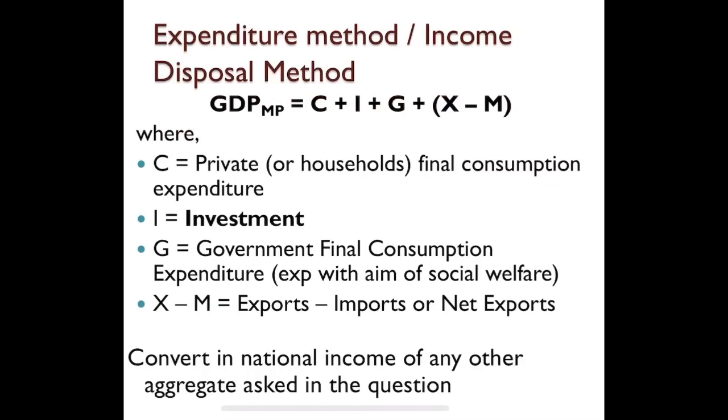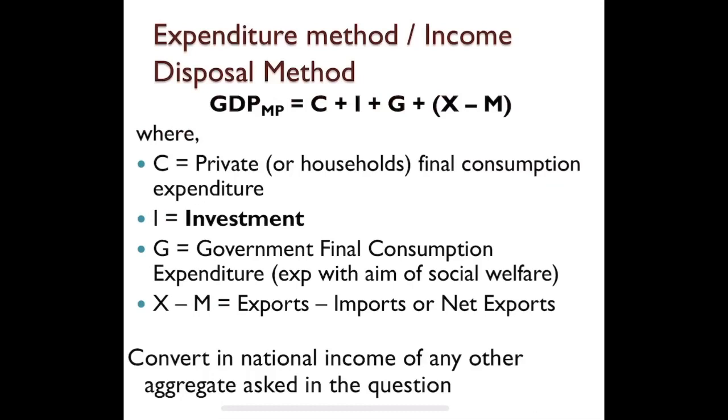So C is private final consumption expenditure or households final consumption expenditure. I is investment or capital formation. G is government final consumption expenditure, which means anything which is produced or purchased by the government, especially with the aim of social welfare.